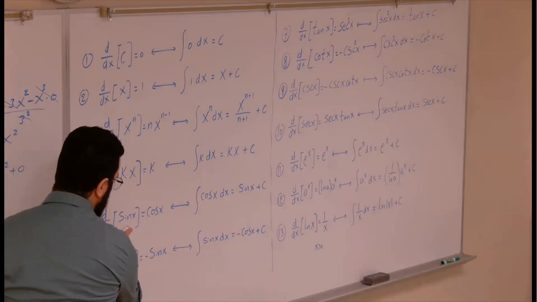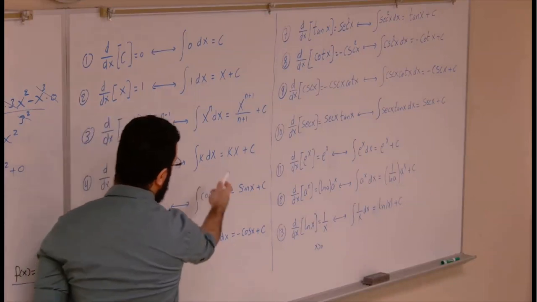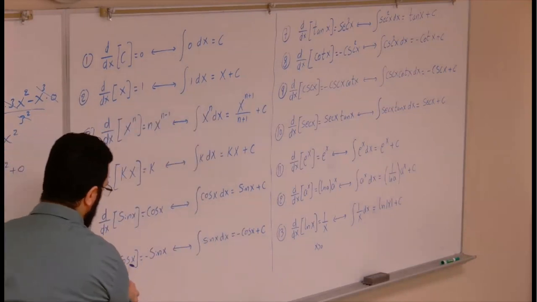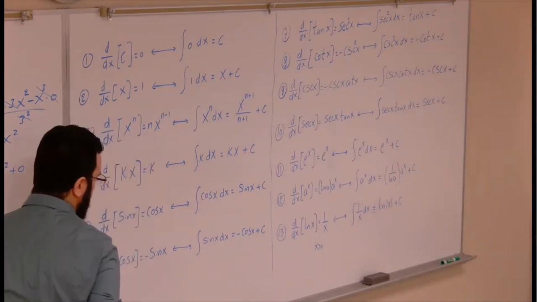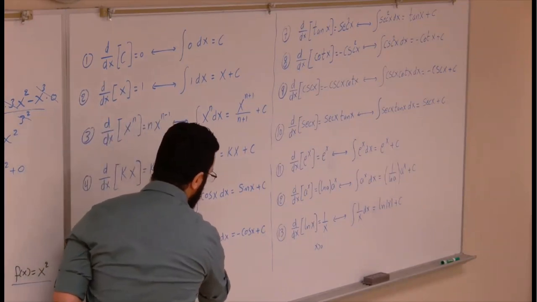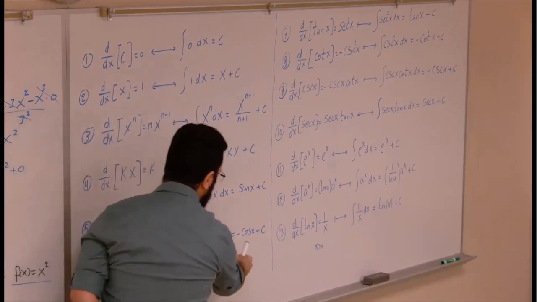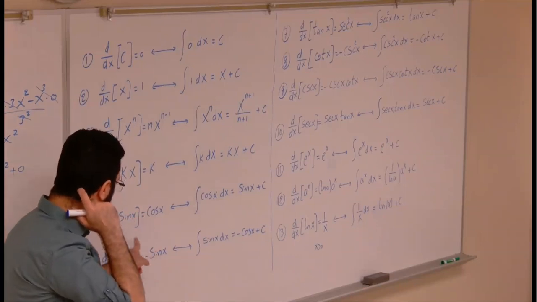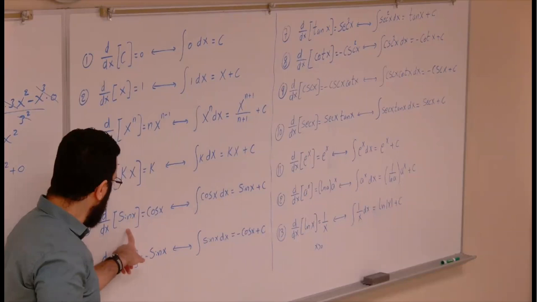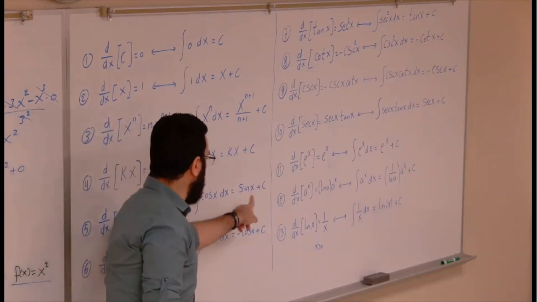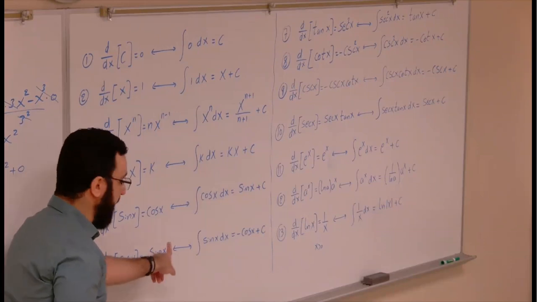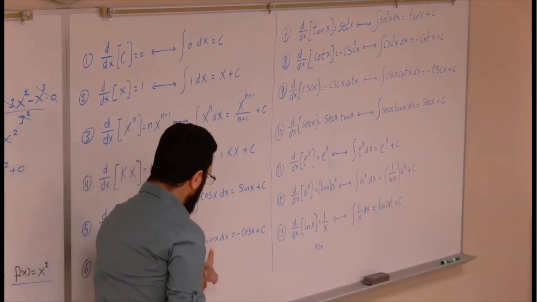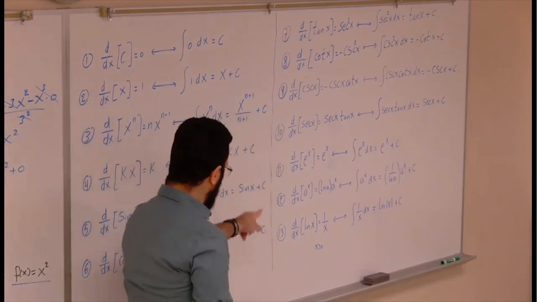Now, the derivative for sine is cosine. The integral for cosine is sine. Just the opposite: the derivative for cosine is negative sine. What about if we need to find the integral for sine x dx? It is negative cosine plus c. So you have to be careful, because here's where the mistakes happen. The integral for cosine is sine. The derivative for cosine is negative sine. There's a negative sign here. The integral for sine is negative cosine plus c.